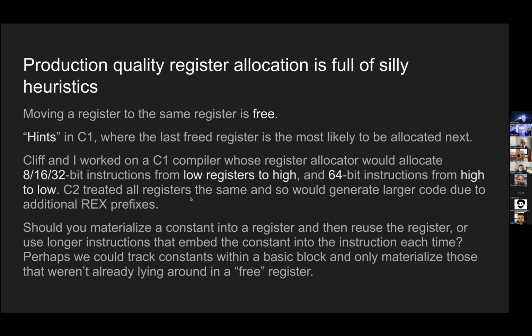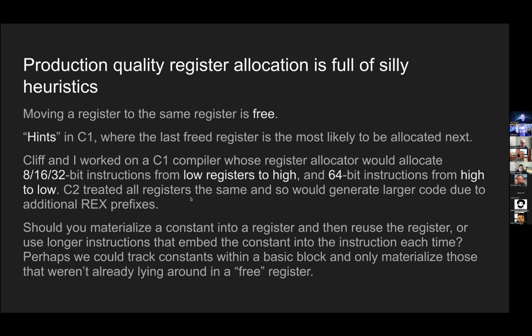Something that Cliff and I did for the client compiler for Azul was, if you're allocating 32-bit or smaller instructions, then we would allocate them from low registers to high. And if you were doing 64-bit operations, we'd allocate them from high registers down to low, because in x86, if you're going to do a 64-bit operation, you already have to pay for the REX prefix. So you can save some bytes by avoiding these REX prefixes. In a better register allocator like the C2 graph coloring register allocator, they treated all registers as equal, and it was very difficult to repeat this kind of heuristic that in C1 was just this dumb, go in this direction.